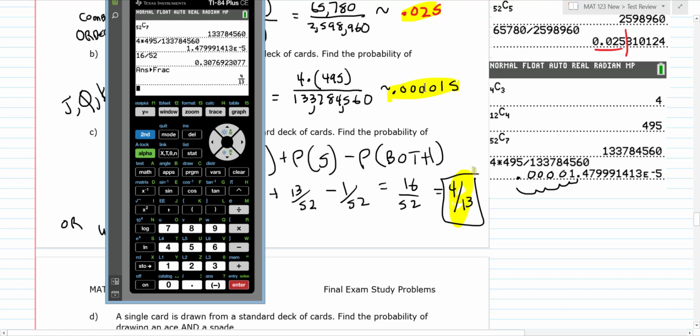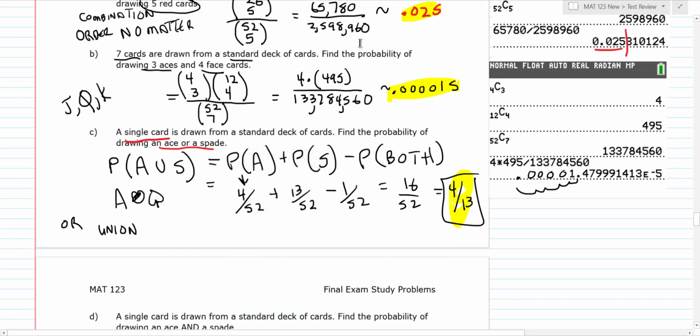Okay, so there's a difference between when you draw more than 1 card, it becomes a combination. But if you're only drawing 1, it's a basic probability. For an "or" probability, you always use this formula.